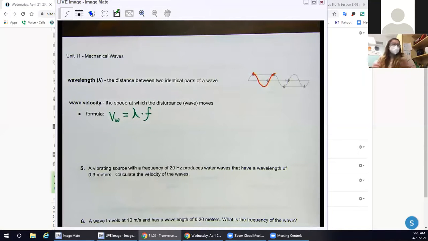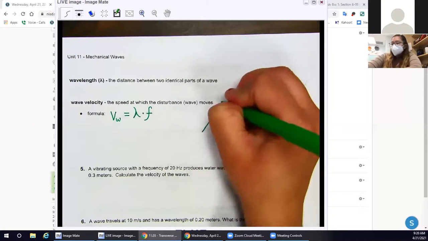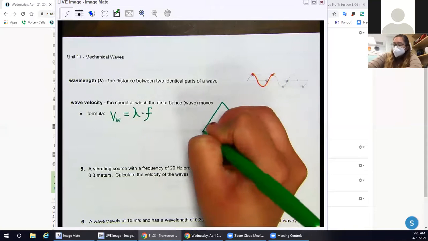Good, I'm glad. So there actually is a triangle this time if you like using triangles. Again, you don't have to. But I recommend you do. It makes things a whole lot easier.